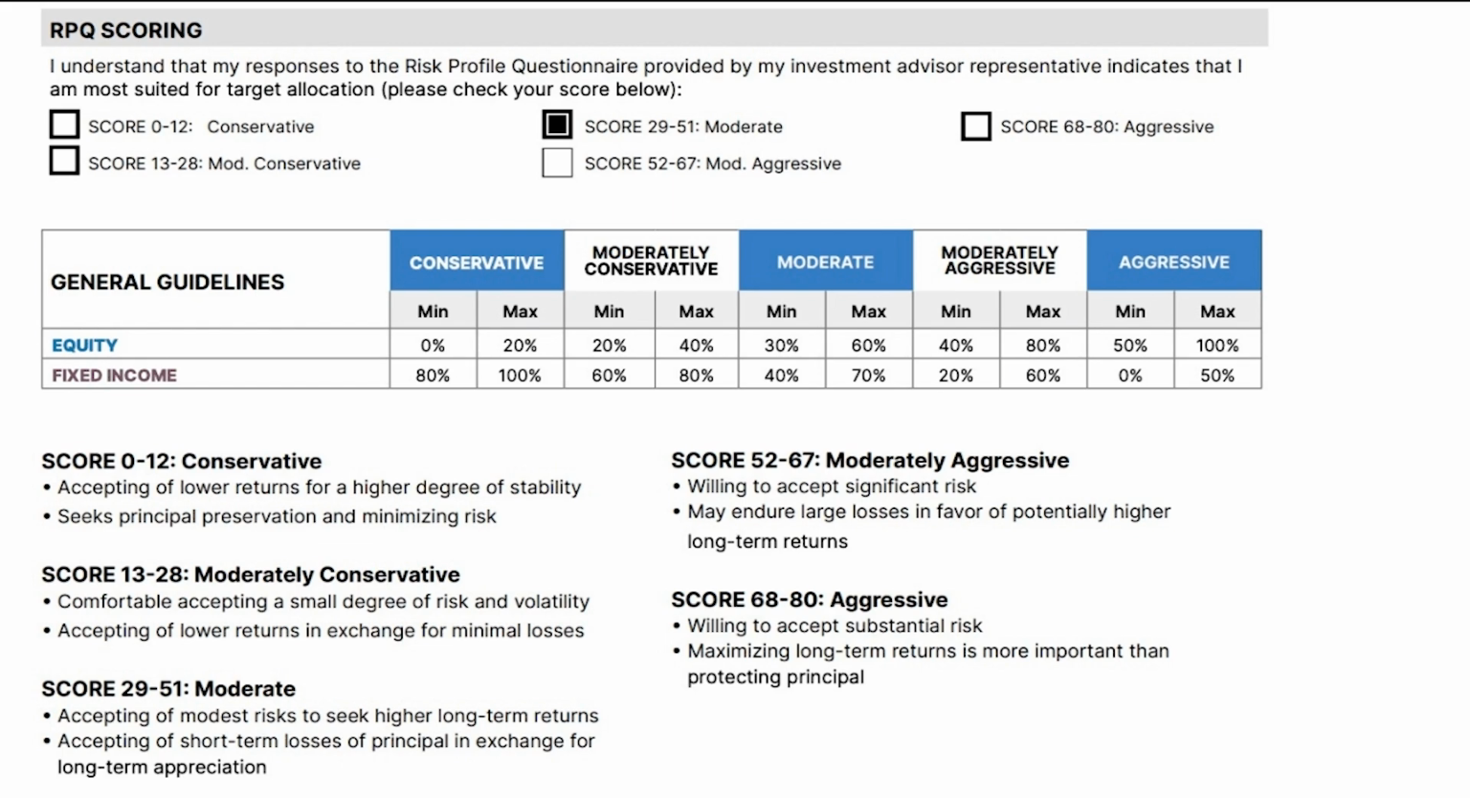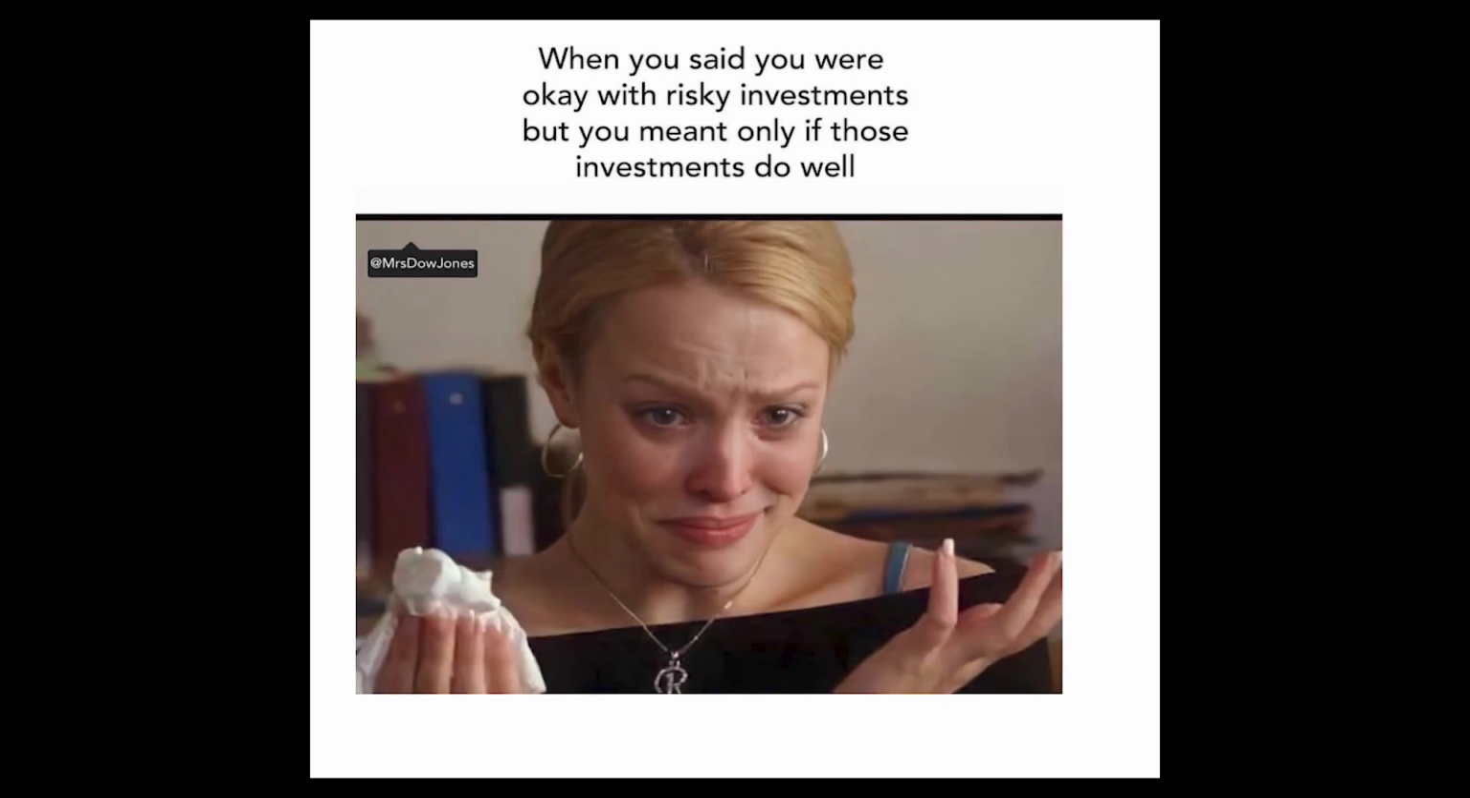So, can an investor's risk tolerance change over time? And should changes in the market affect our risk tolerance? Yes and no. Certainly an investor's risk tolerance can and should change over time.